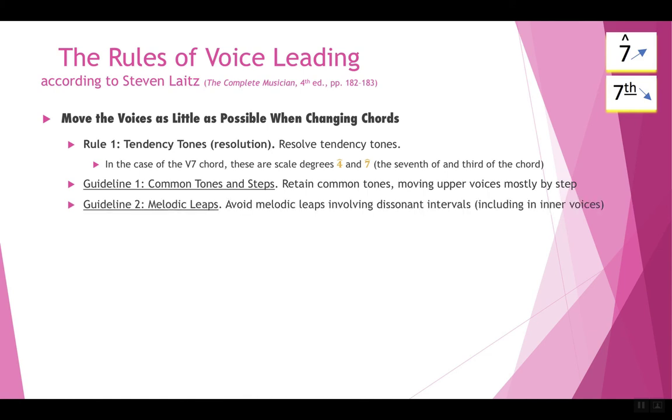Guideline 2, melodic leaps. Avoid melodic leaps involving dissonant intervals, including in inner voices. Diminished 5th is usually okay, but avoid the augmented 4th and definitely avoid the augmented 2nd, which you will often get when you're in melodic minor.